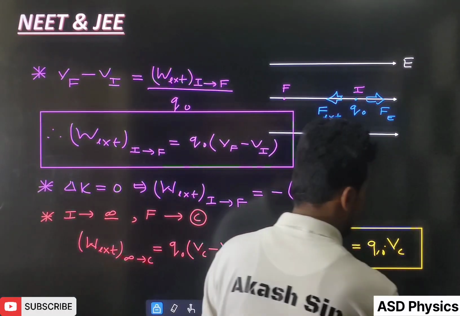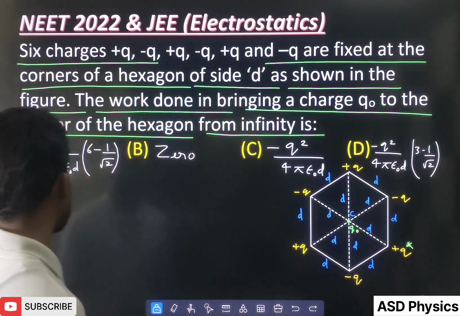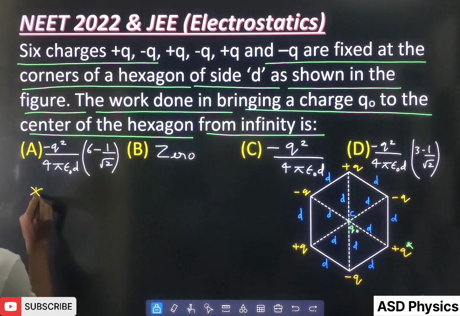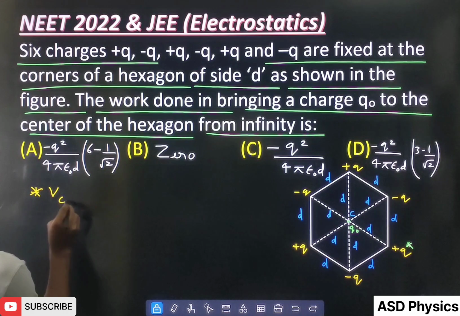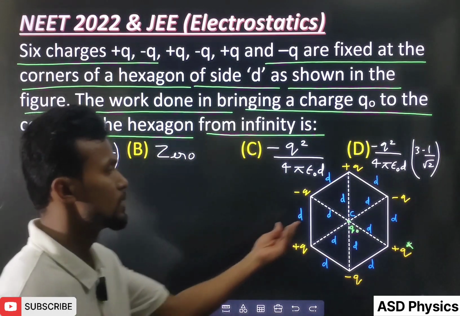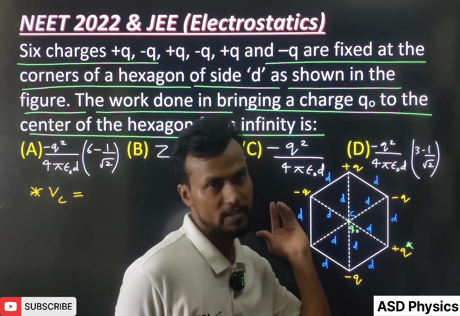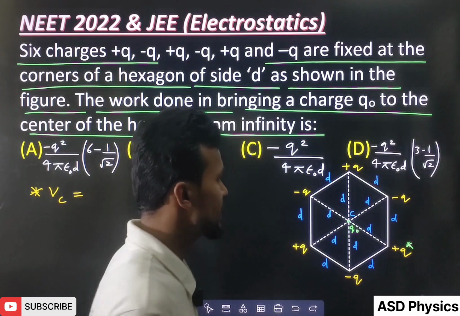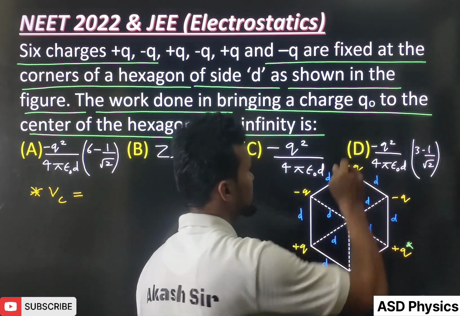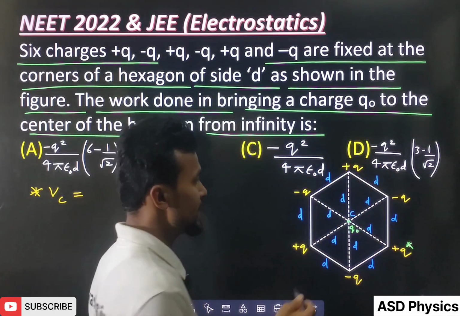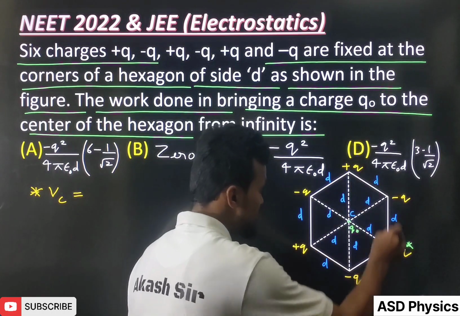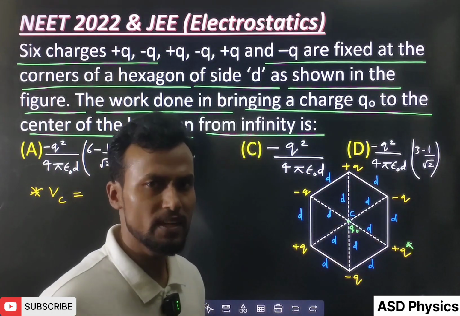Now after that we'll come to our question. If we calculate Vc, what is Vc? Vc means the potential at point C due to all the charges. Here the shortcut is that if you see that the sum of all the charges is 0, and the observation point is equidistant from all the charges, then the potential will definitely be 0.